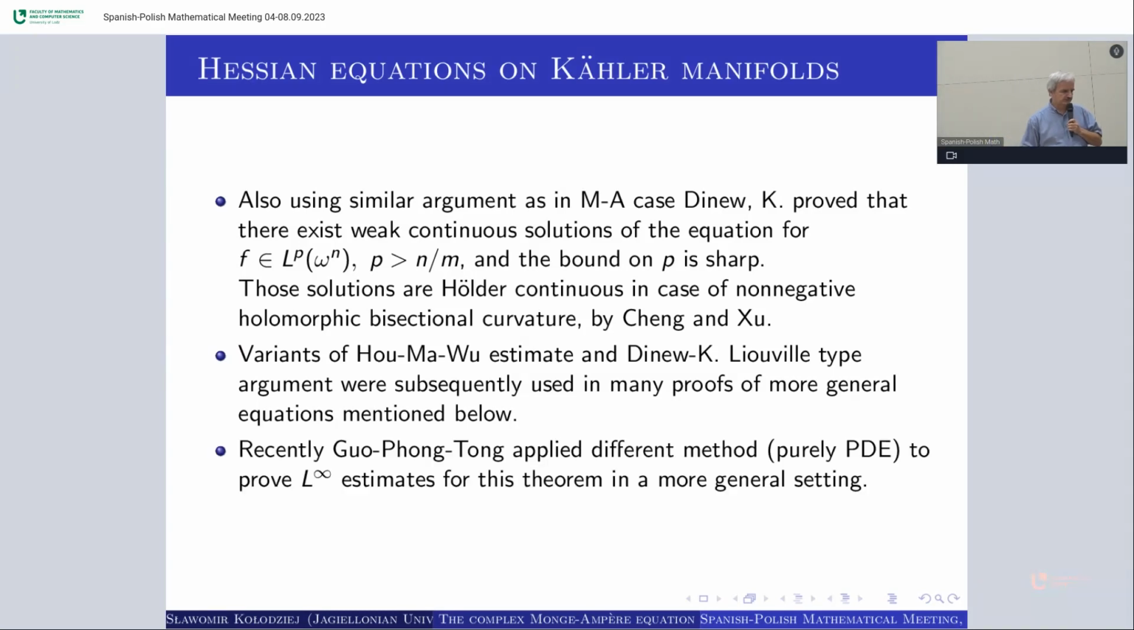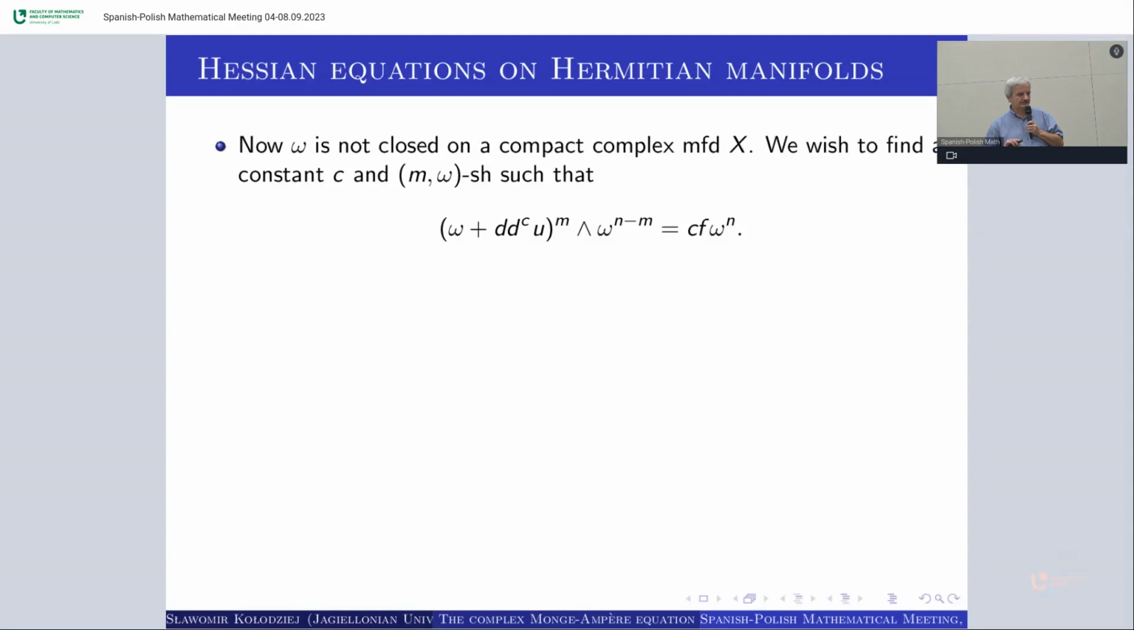And very recently, just last year, Guo, Phong, and Tong gave a different proof of existence of this Calabi-Yau type theorem, and in particular, infinity estimates or C0 estimates in this case. And now we pass to something more general. So instead of Kähler manifolds, we consider just Hermitian compact complex manifolds with Hermitian metric omega, which means that omega is still a positive form, but not necessarily closed.